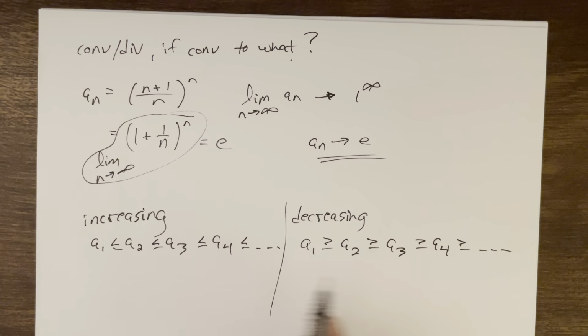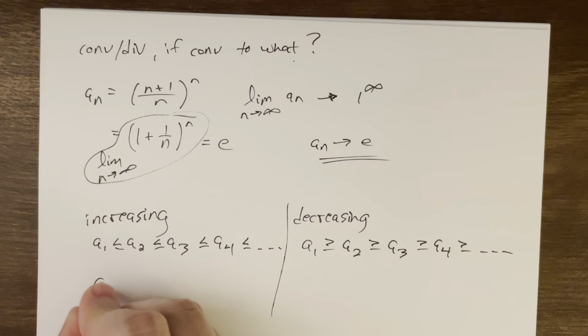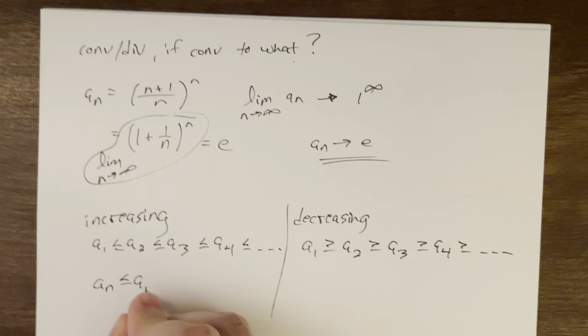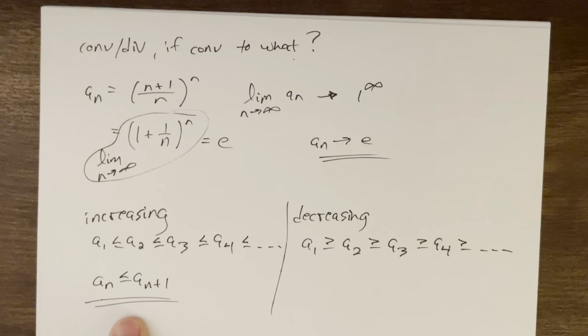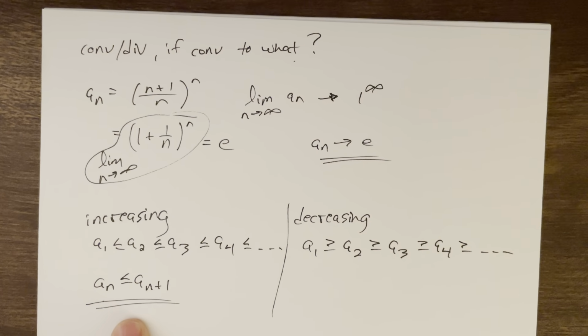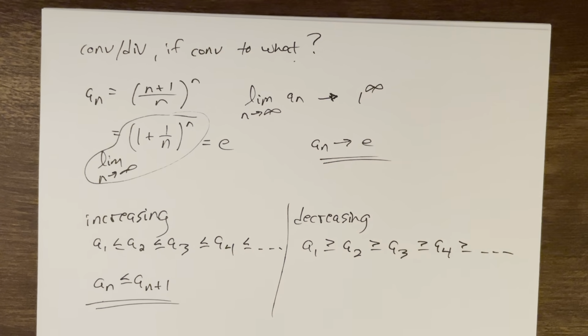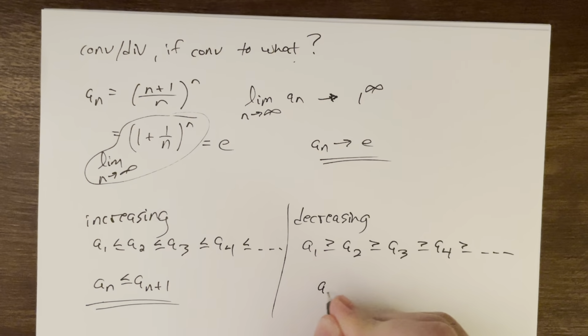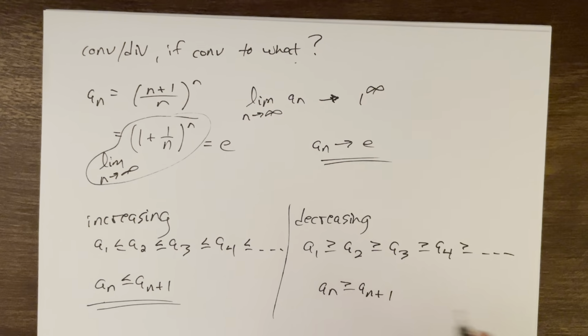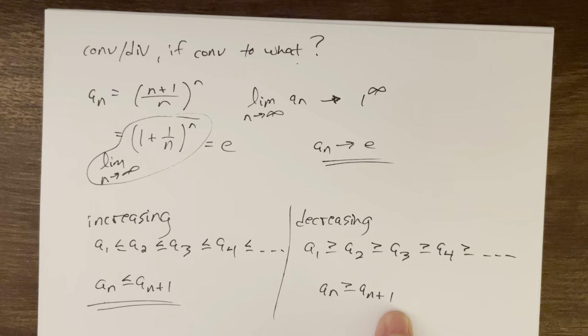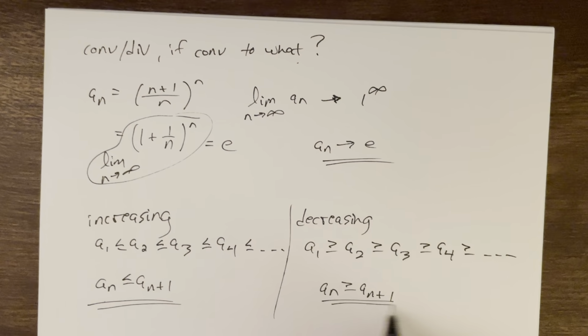So this is the general idea. In general, a sub n will be smaller than or equal to a sub n plus 1. If that happens generically, well, if n is 5, a sub 5 is smaller than a sub 6. When n is 10, a sub 10 will be smaller than a sub 11. So if we could show this is generically true, that would show that a sub n is an increasing sequence. Similar for decreasing, except now it would be a sub n is greater than or equal to a sub n plus 1.